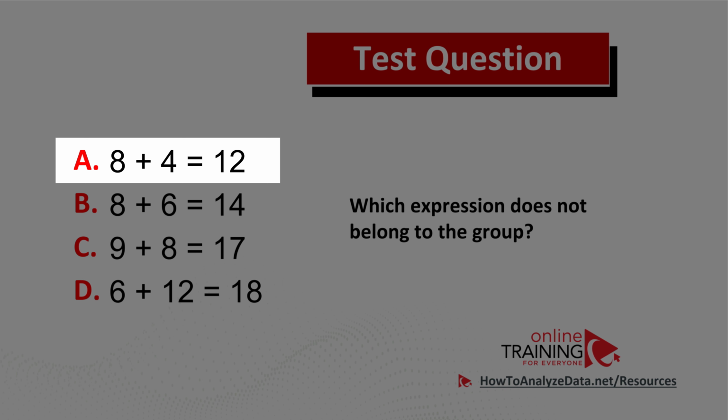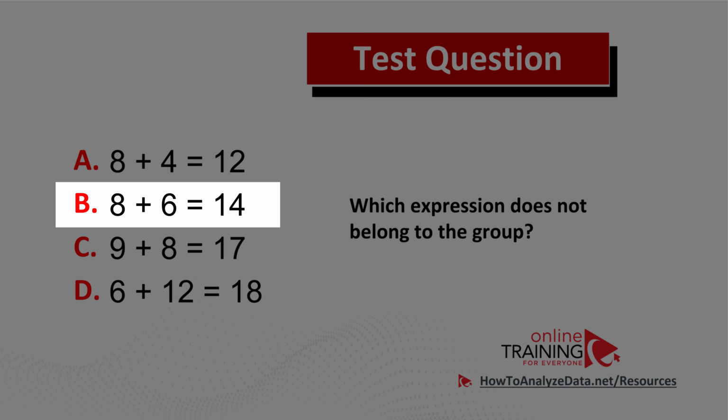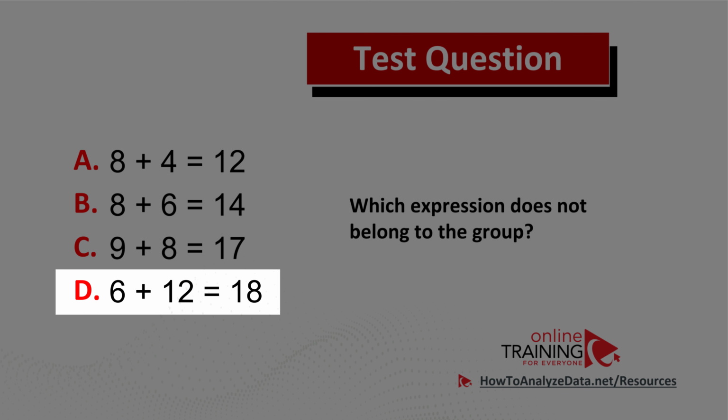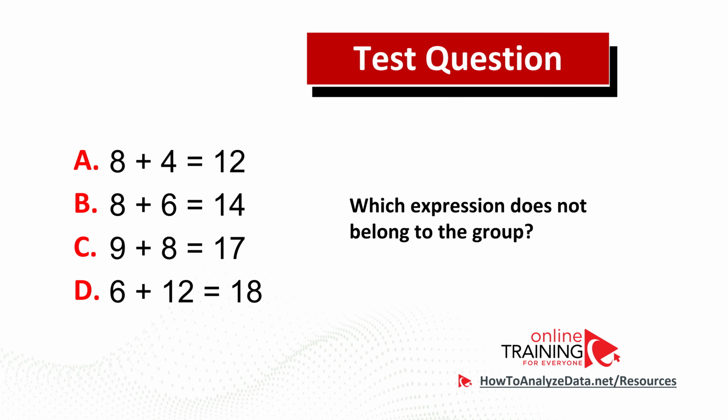Choice A, 8 plus 4 equals 12. Choice B, 8 plus 6 equals 14. Choice C, 9 plus 8 equals 17. And choice D, 6 plus 12 equals 18. Do you think you know the answer?